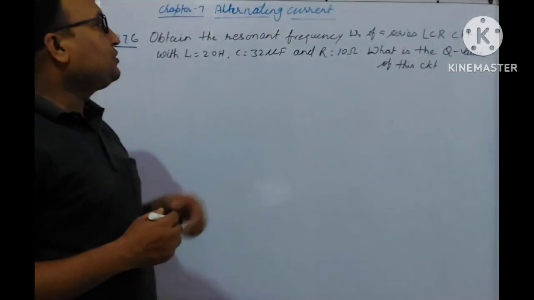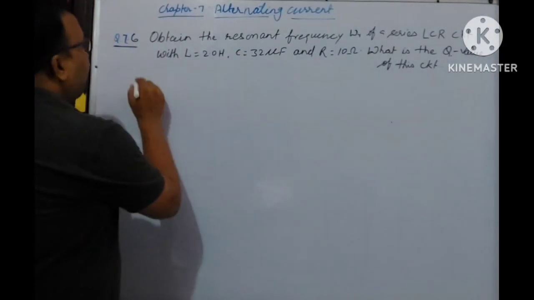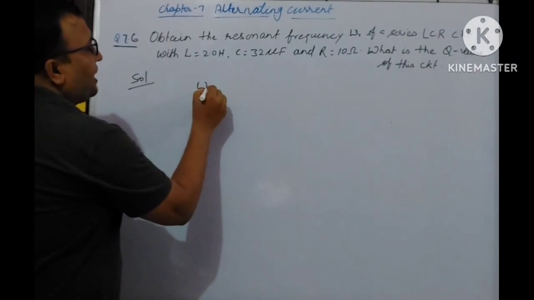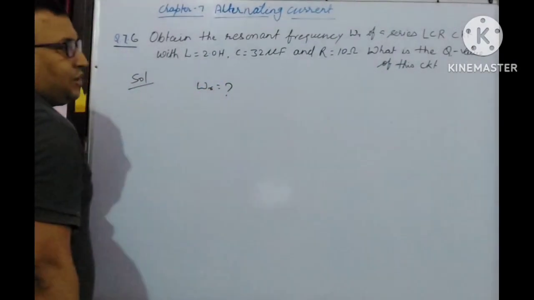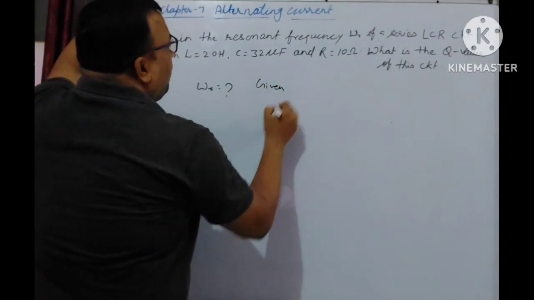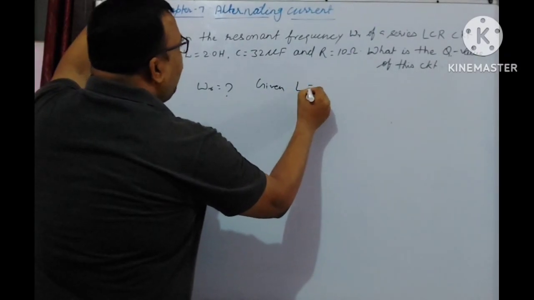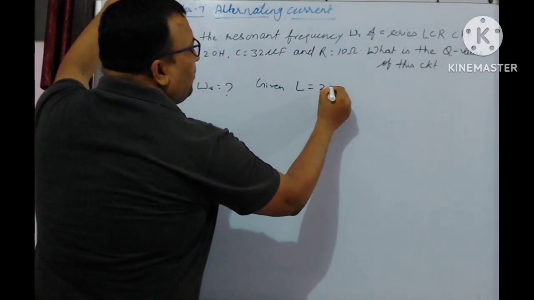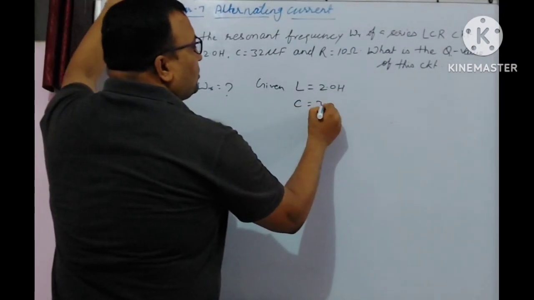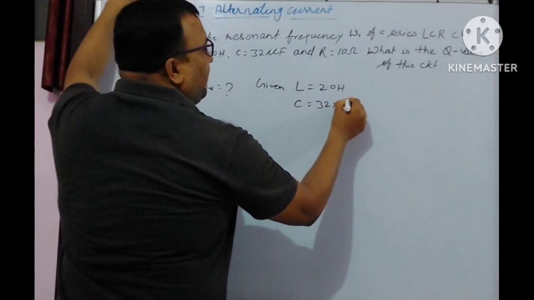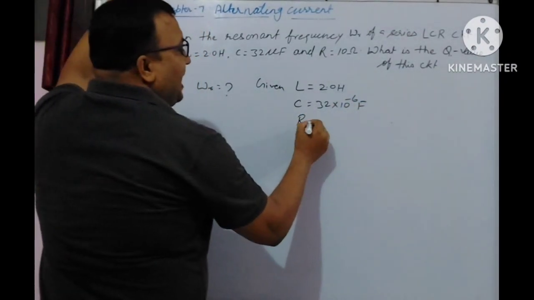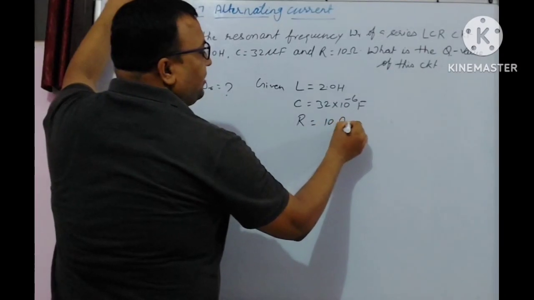First we are going to calculate the value in the solution. Value of omega r equal to what? And in the question, what is given? Given L equal to 2.0 H Henry. Capacitor C equal to 32 into 10 to the power minus 6 Farad is given. And the value of R is given, that is 10 ohm.